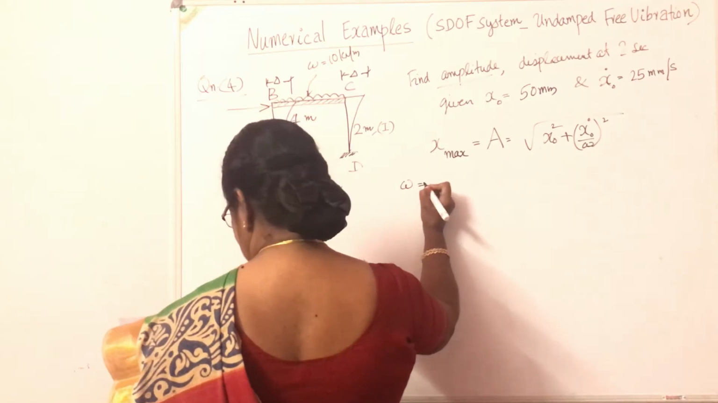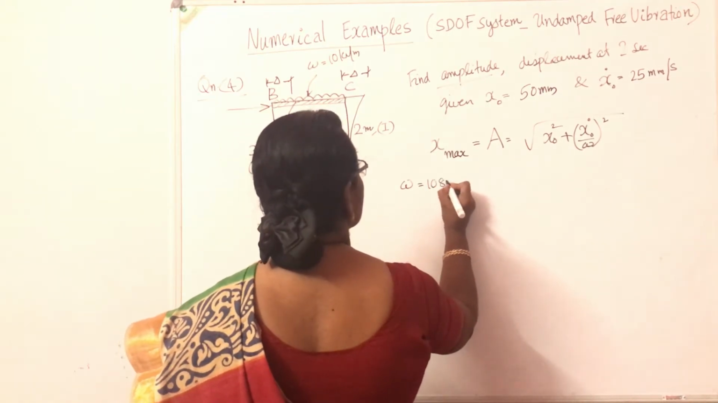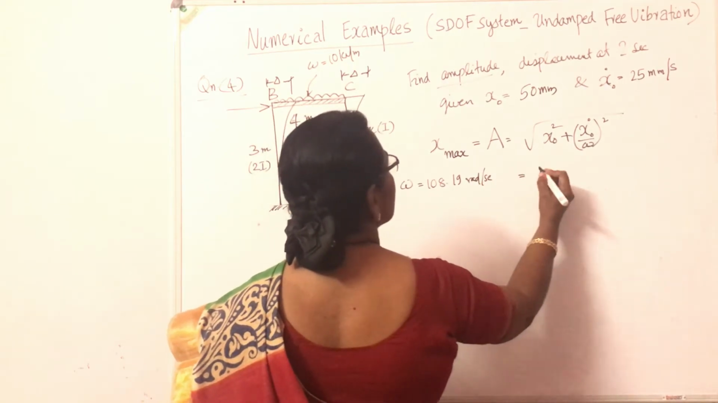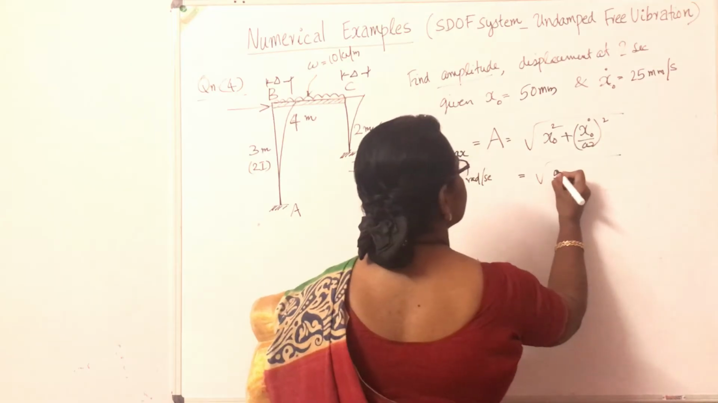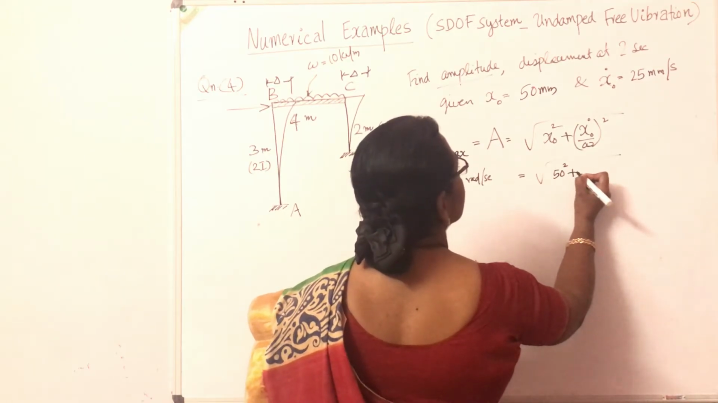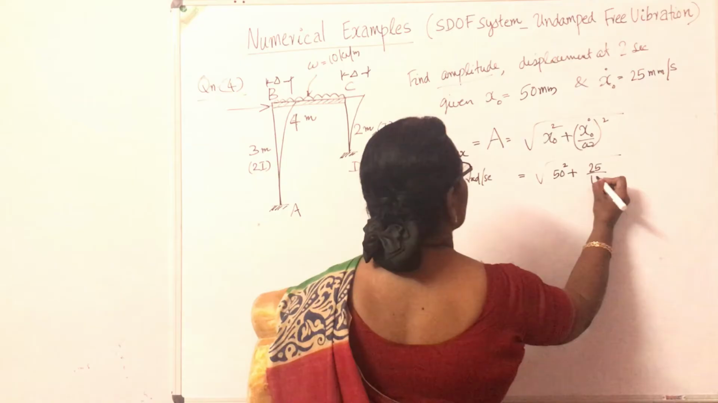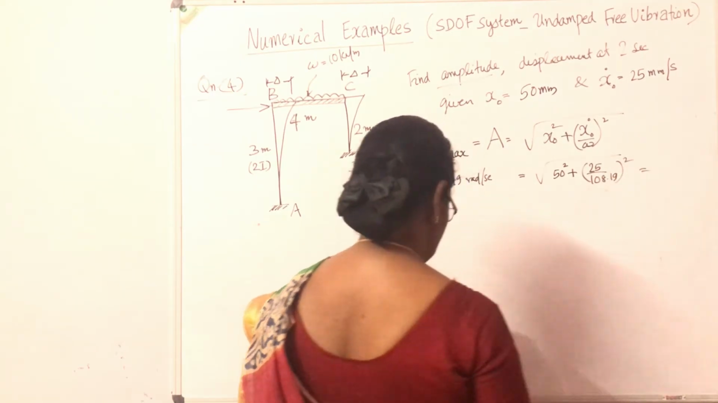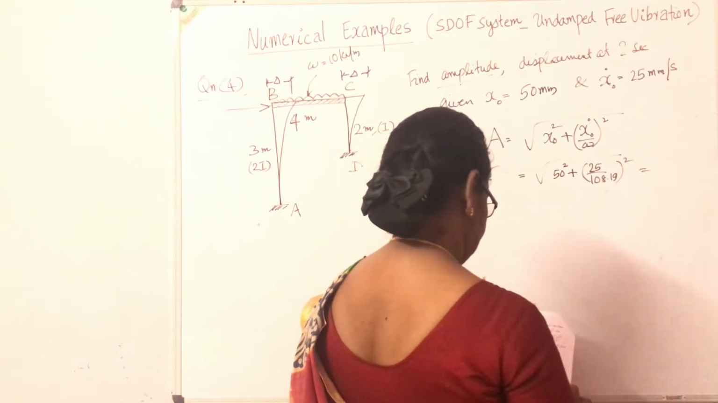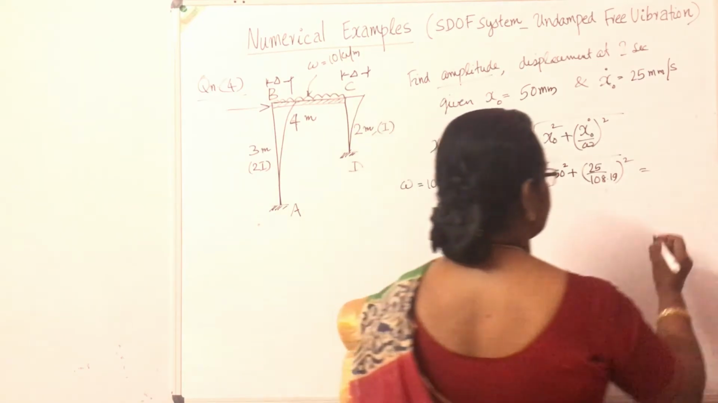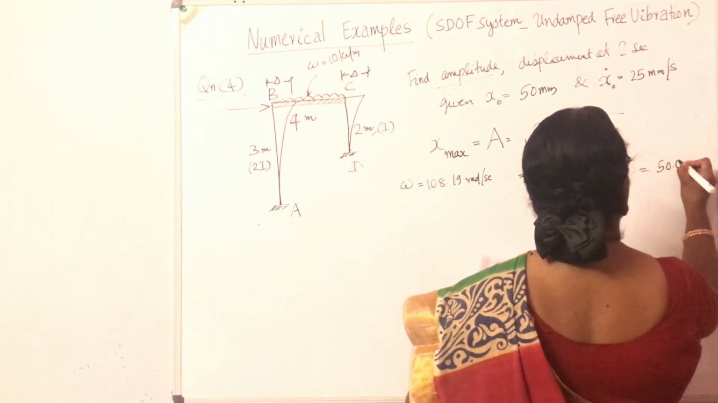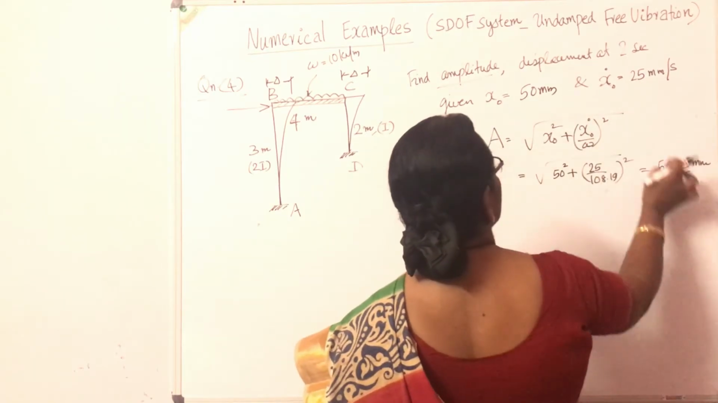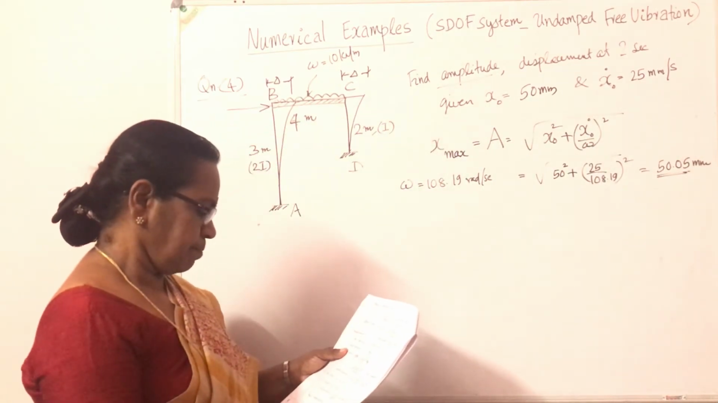is amplitude, root of x0 square plus x0 dash by omega the whole square. Omega we have got the value as 108.19 radian per second. So substituting here, square root of 50 square plus 25 by 108.19 will work out to 50.05 millimeter. Both these are in millimeter, so the answer will be in millimeter.